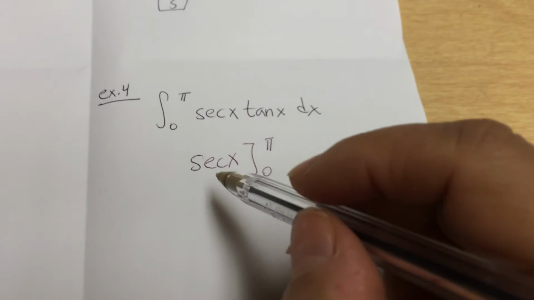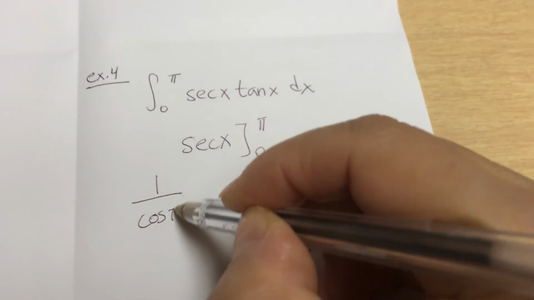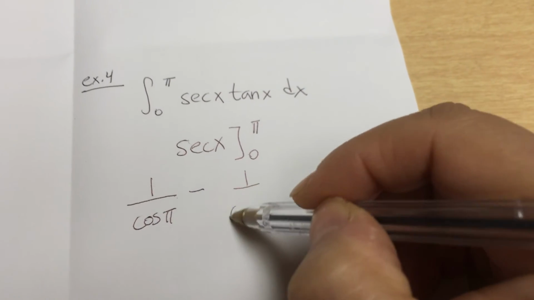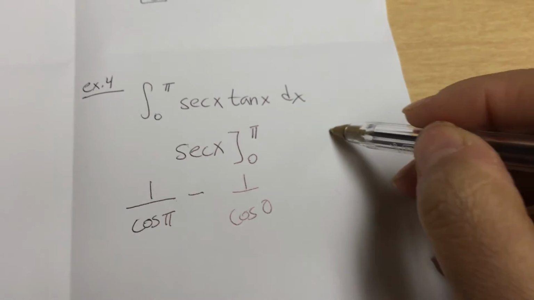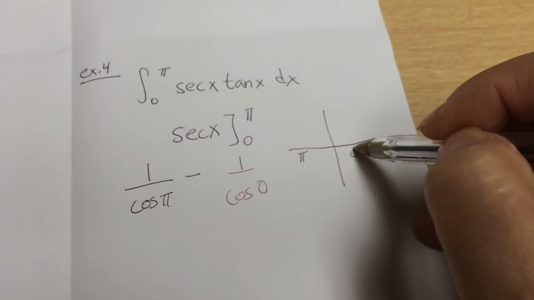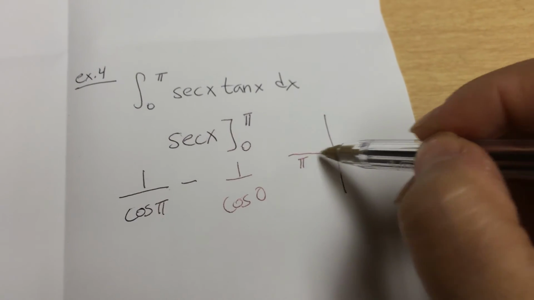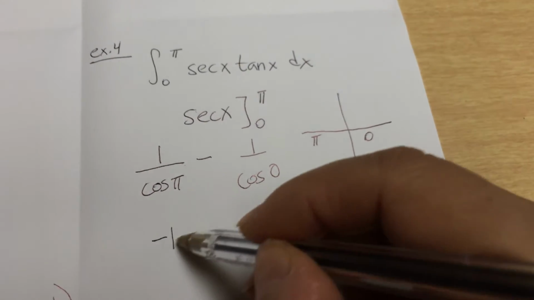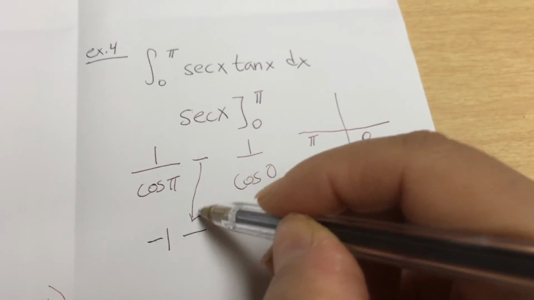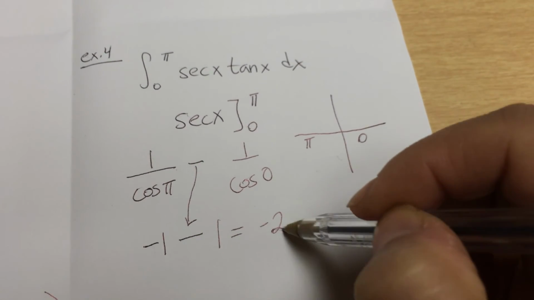So now let's substitute. Secant is the same thing as 1 over cosine. So I'm going to go 1 over cosine pi, then minus 1 over cosine 0. And if we do our line right here, pi is on this side, 0 is on this side. Cosine owns the x-axis right here, right? So then cosine of pi will give us -1 minus, because of this right here. And then cosine of 0 is 1. So the final answer is -2.